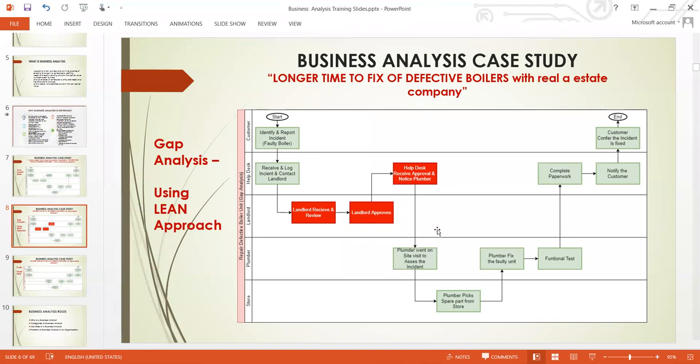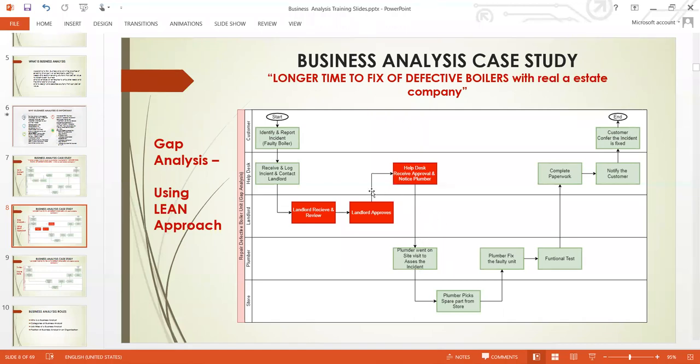We need to identify all of them. These are the gaps in the system. These are why they are having issues, because there is too much bureaucracy in their system. So we need to remove as much waste as possible, and this is what the Lean approach is telling us. You review a situation, a process, and you remove all the waste. Waste can be waste of time. In this regard, all the waste we are looking at is waste of time. So we need to remove all this waste.